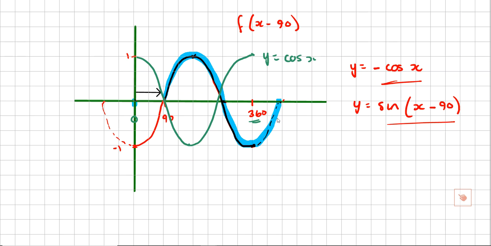Is there a tan? There's not a tan. Is there? We have looked at tan graphs, but it doesn't look like that, does it? It's a different shape completely.